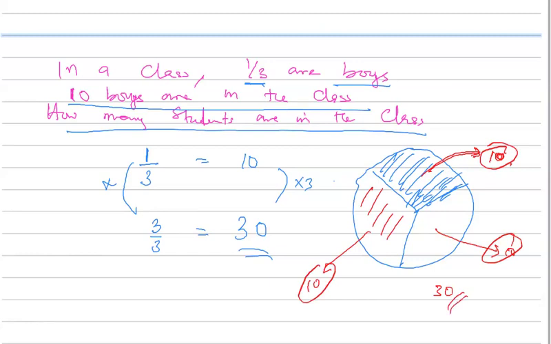So is that straightforward? If you say, for example, you have a pizza and they cut the pizza into what? Into 4 slices. You say, okay, one part of the slice is 5 pounds, and I ask you, how much do you think the pizza will cost?